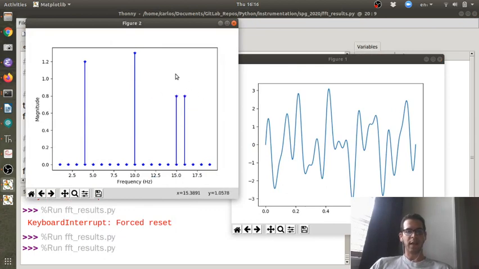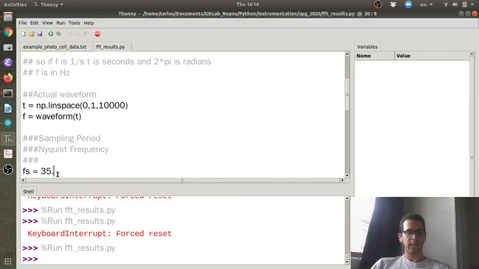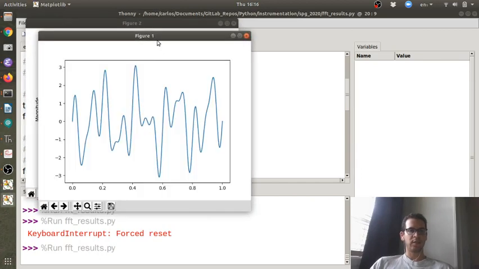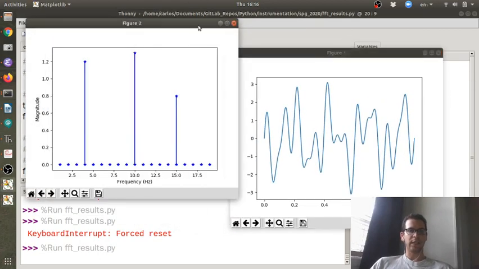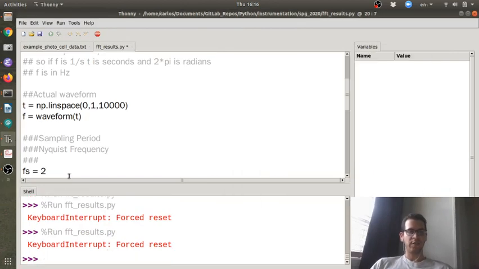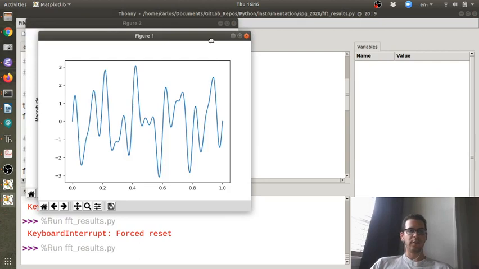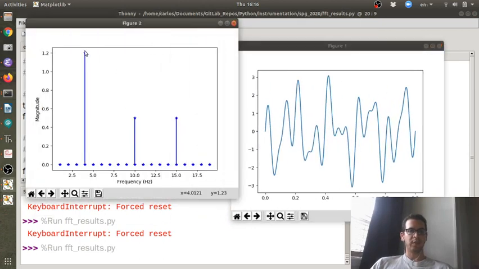Okay, I already ran into leakage. Let's do like 35 and see if we can get rid of that leakage. And there we go. Okay, the leakage is gone. Now let's go down to 25, right? So now I'm definitely going to run into aliasing issues. And let's see what happens. Look at this. All of the magnitudes are wrong. So at 10 hertz, I'm getting a magnitude of 0.5 because I'm not sampling correctly.